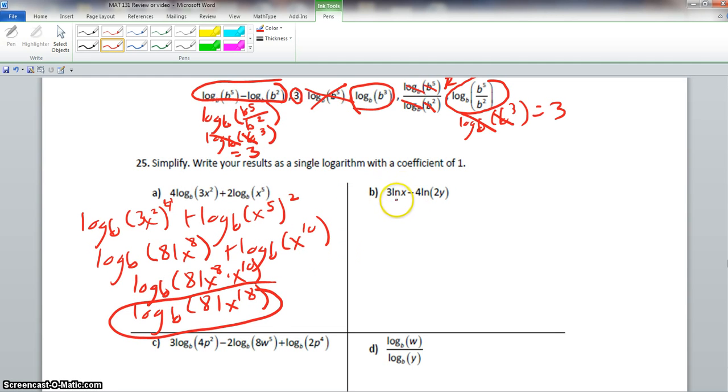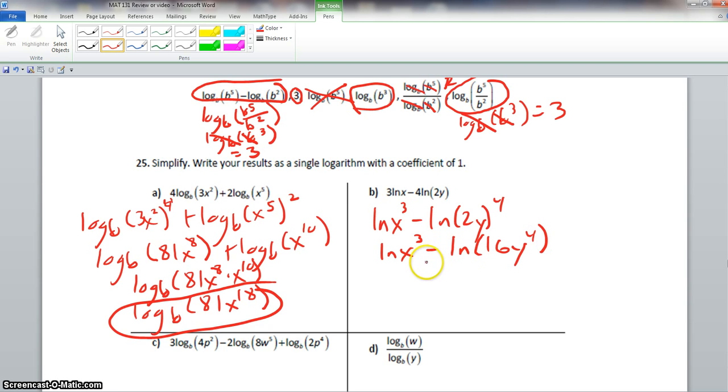Now we come here. It's the same thing. We will add a natural log of x to the 3rd minus the natural log of 2y to the 4th. This will be the natural log of x to the 3rd minus the natural log of 16y to the 4th. Now when we combine them, because it's a subtraction, it'll be division. So we have a natural log of x cubed all over 16y to the 4th. Now this is supposed to be a 4. So this is our final answer.